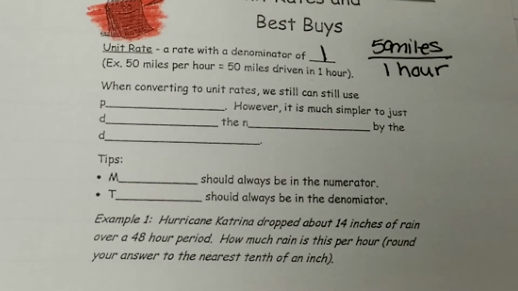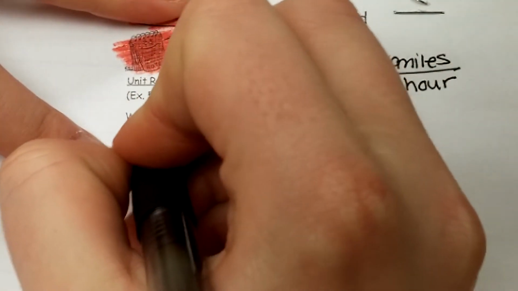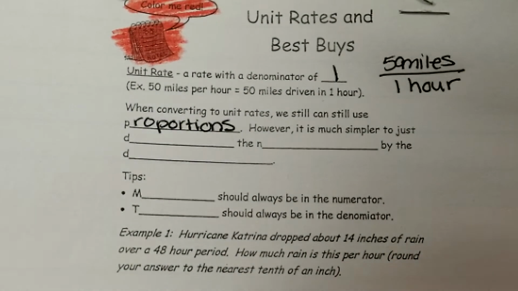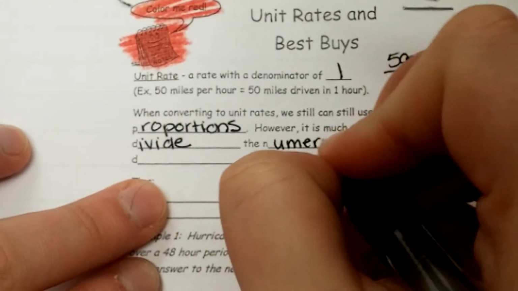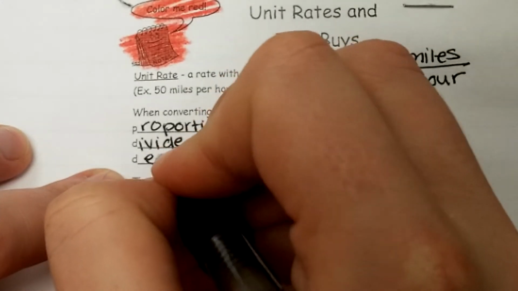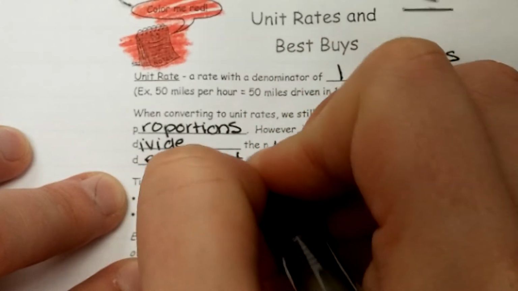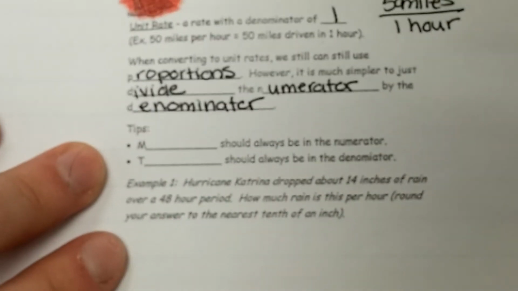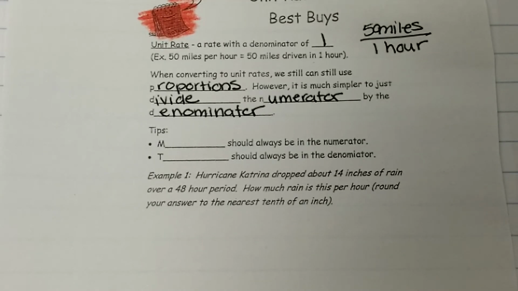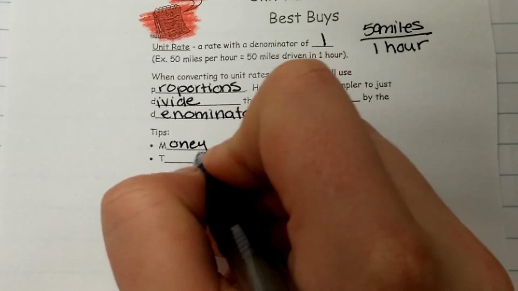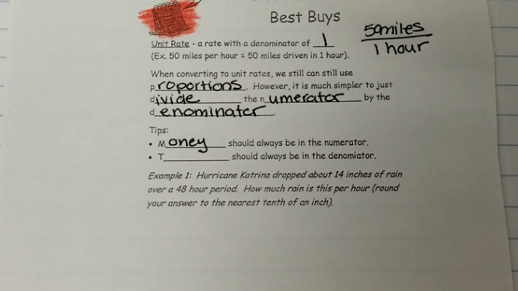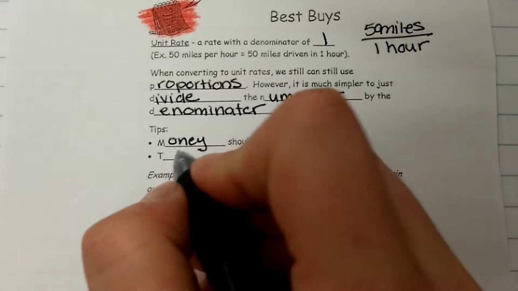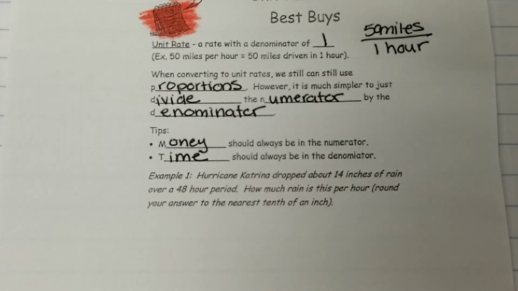Okay. When converting to unit rates, we can still use proportions. However, it is much simpler to just divide the numerator by the denominator. A couple of tips here. If money is one of the units in your problem, it should always go in the numerator. And if time, like hours or seconds or minutes, is part of your problem, that should always go in the denominator.